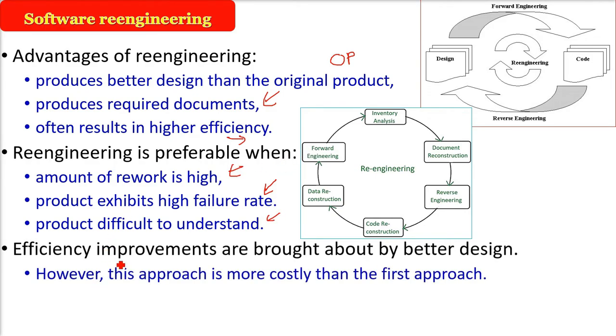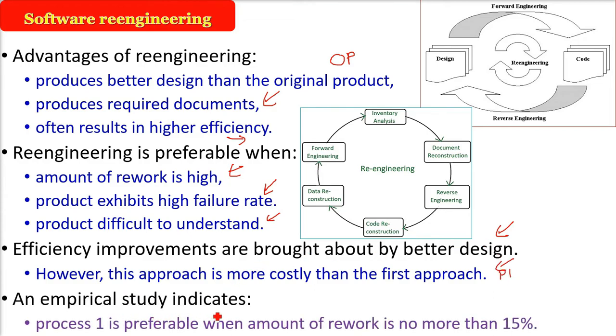As I said, when you have a better design, the efficiency, efficacy, performance and other quality measures increase. This approach is more costly than the first model, which is bug fixing and patching. Empirical study says that the first process, just bug fixing and patching, is applied when the rework is less than 15%, and this second one is only applied when you have rework of more than 15%.